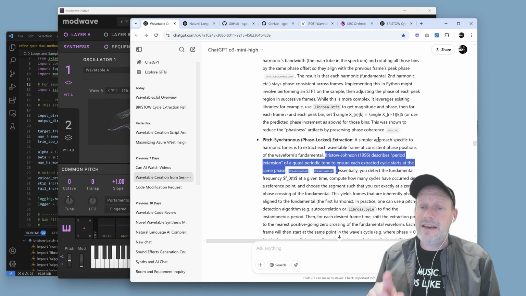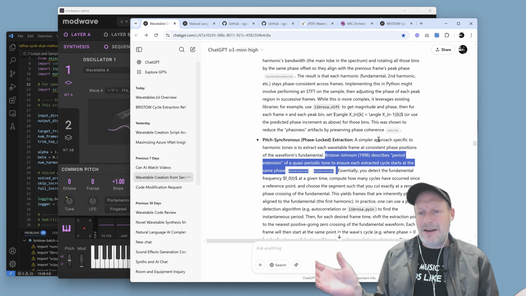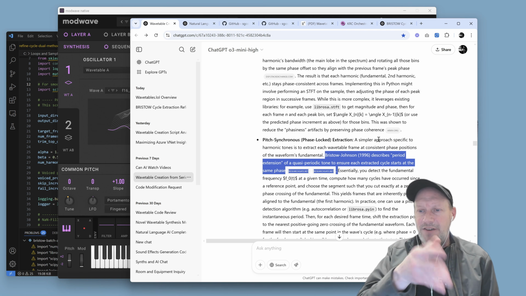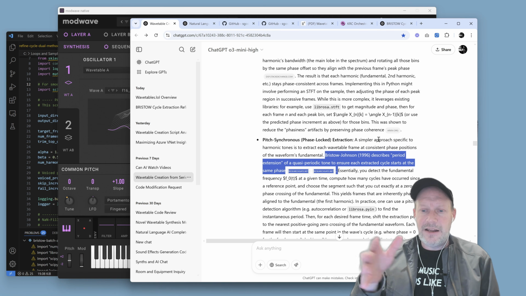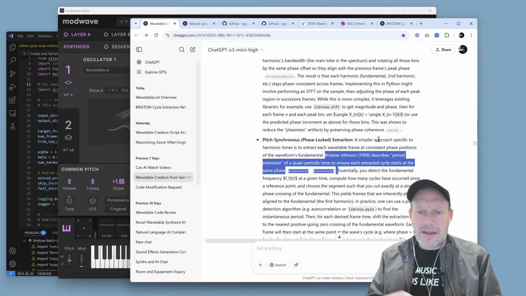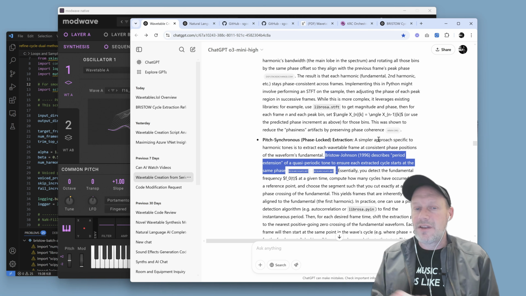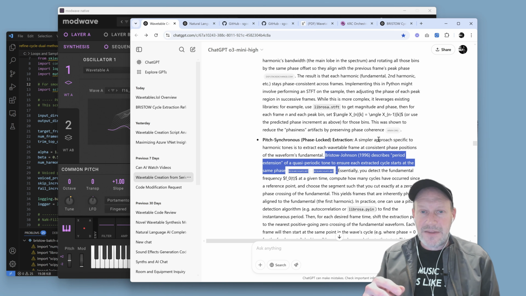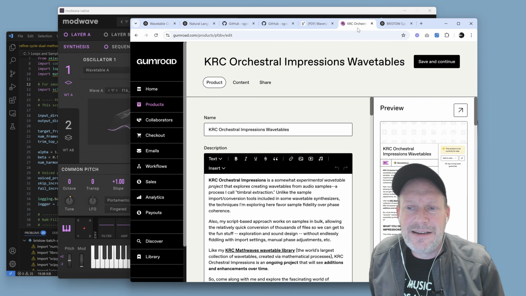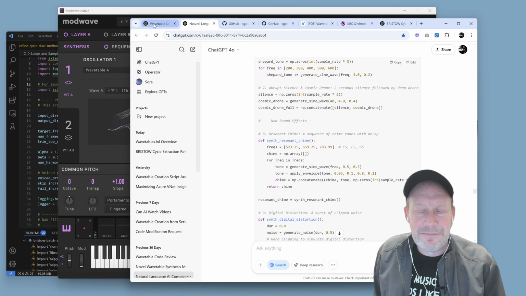I didn't use his technique at first because I was a little concerned about his crossfading technique and things like that. I was like, well, can't we just find the local pitch at any point and just go out that number of samples, and that should be a clean waveform? It turns out that it isn't always. And so the V20, this is the first version of the script that I include with KRC Orchestral, what am I calling this thing? KRC Orchestral Impressions. Yeah, that's it. I just haven't said that very much yet.